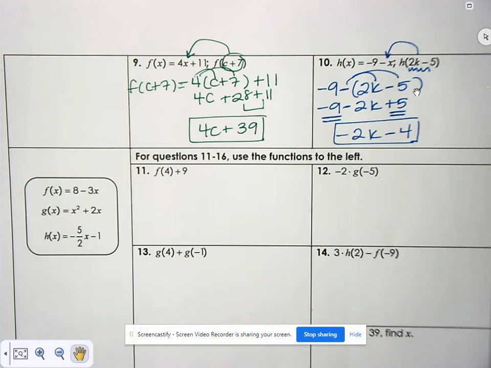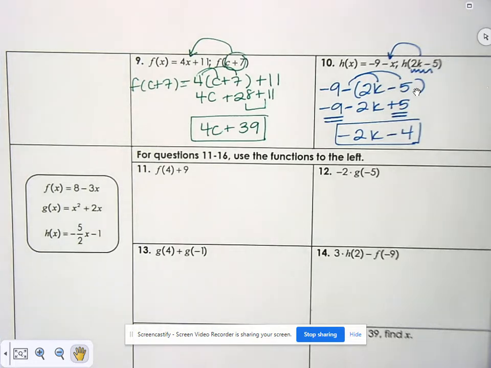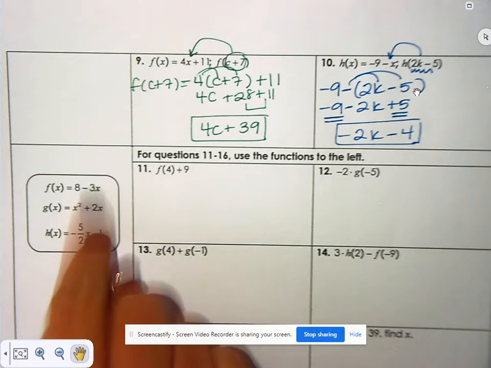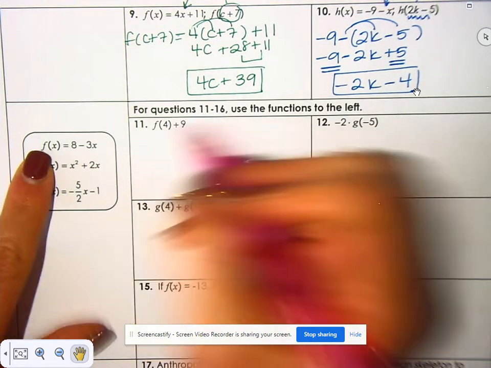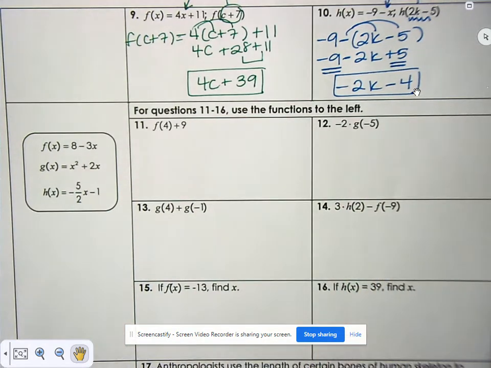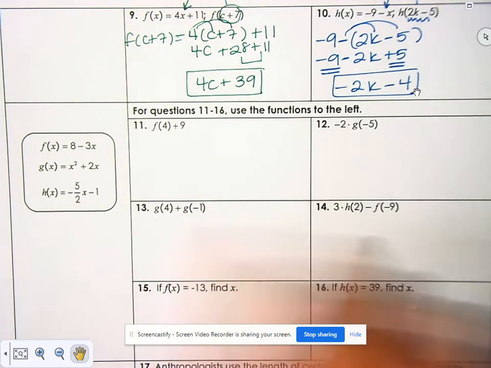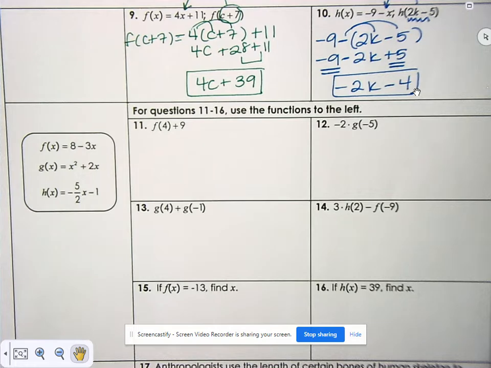All right, now for 11 through 16, it's telling us to use these 3 right here. Looking at each problem separately, if it says F, we're going to use F. If it says G, we're going to use G, and if it says H, we're going to use H. Okay, so here we go.